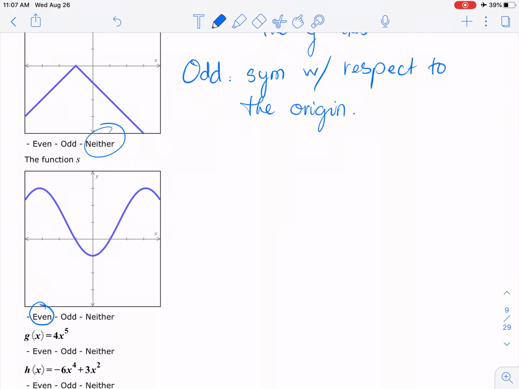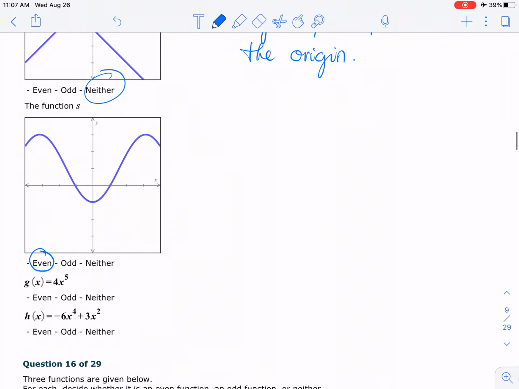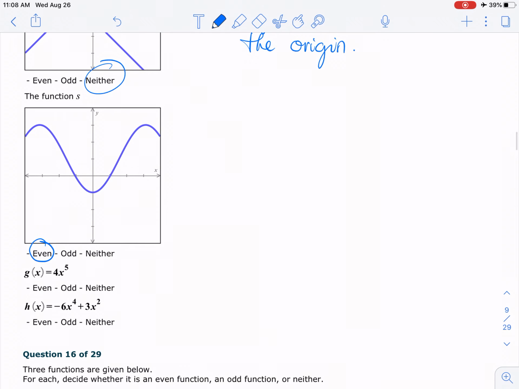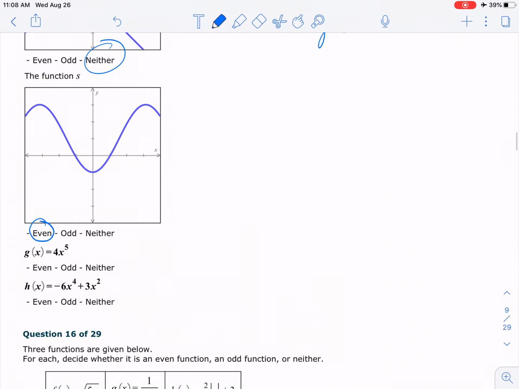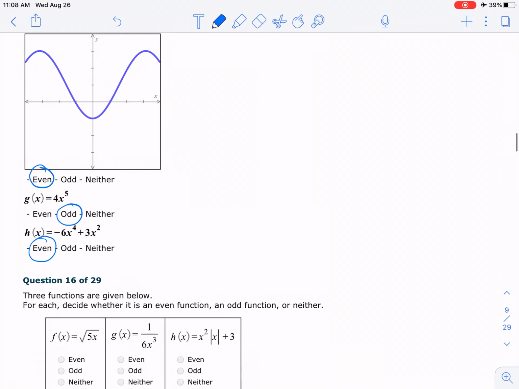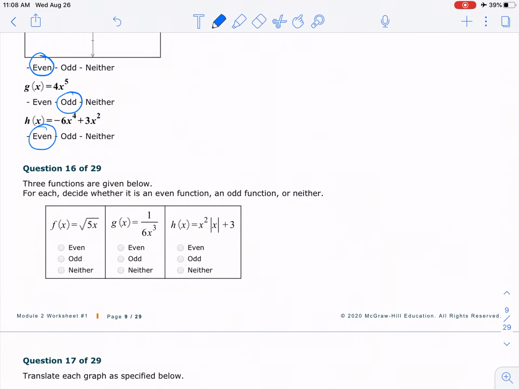If you have the polynomial, it's really easy to spot even or odd because you just look at the exponents and the degree. So the degree in this case for g of x is an odd number, therefore it's an odd function. For h of x, the degree is even, then you have even function. If you have a combination of odd and even, that means we have neither. All right. So square root function, neither.